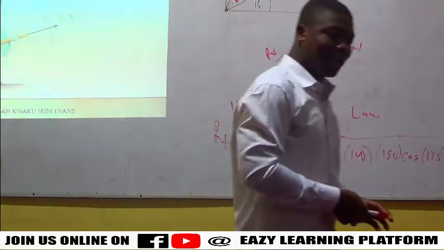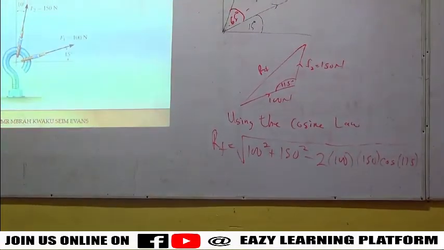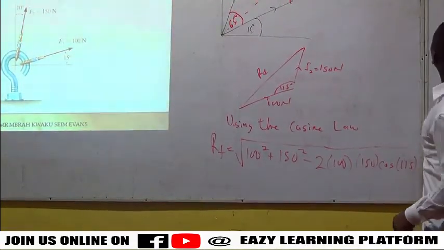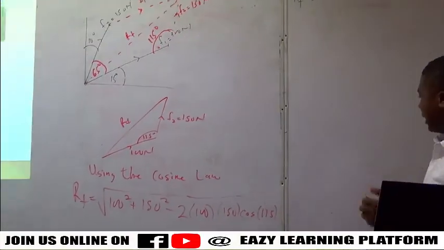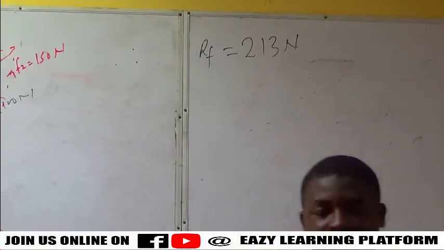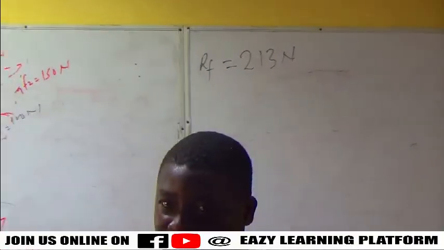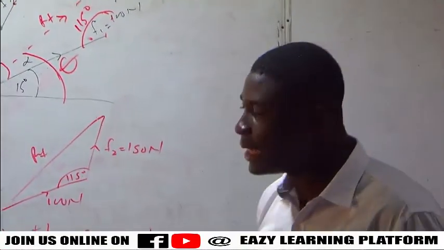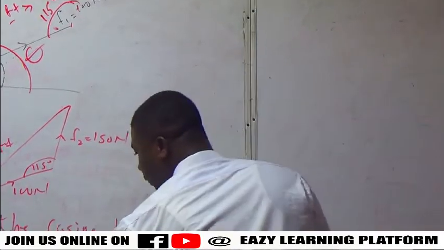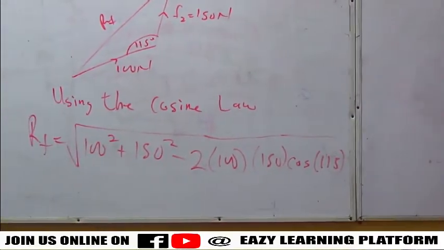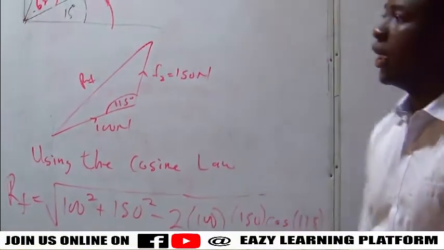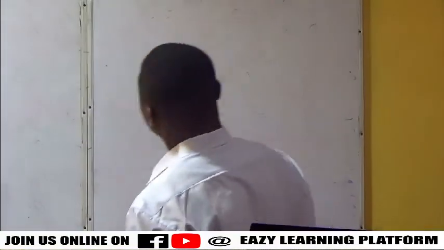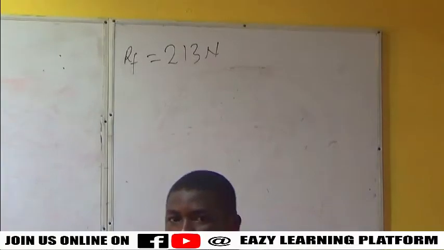Now, working further, what will be our RF? Our RF will be giving us 213 Newton. Okay, so punch it on your calculator. Input this value in your calculator. It will give you the exact value of RF. And you have RF to be 213 Newton.